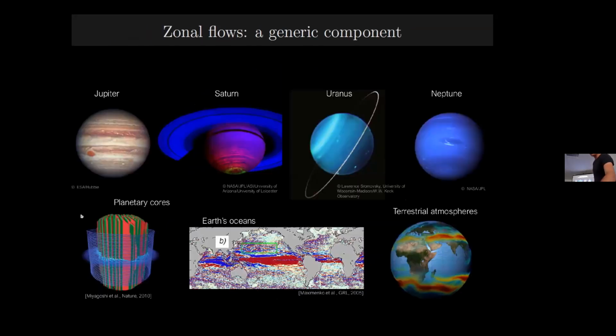So it's not specific to Jupiter. In fact, it's pretty common in geophysical and astrophysical fluid dynamics to have this kind of flows. So it's common to all gas giants, actually. They don't have the same feature, but they all have some kind of zonal flows. It's also the case of the Earth's ocean and the Earth's atmosphere.